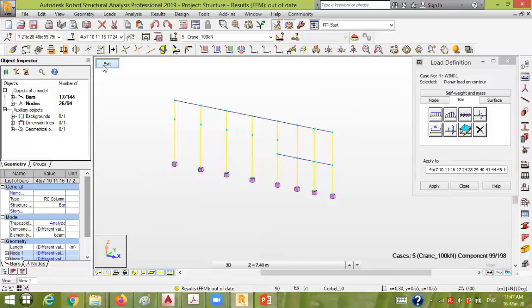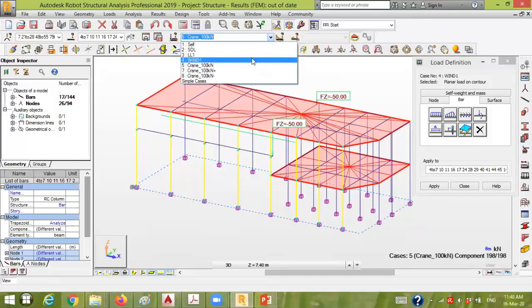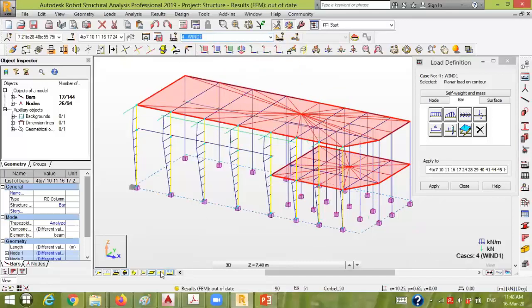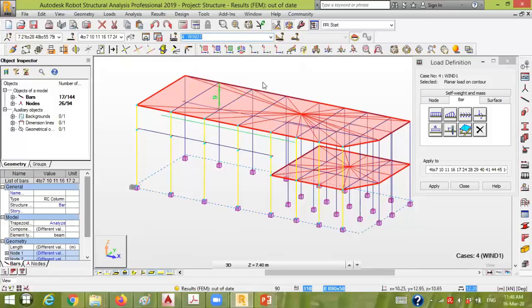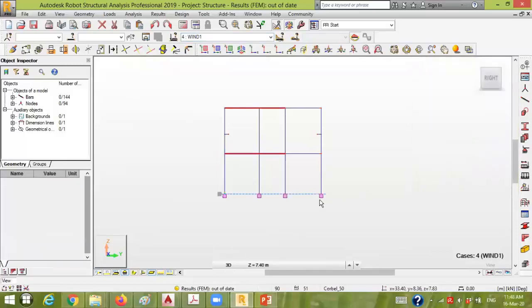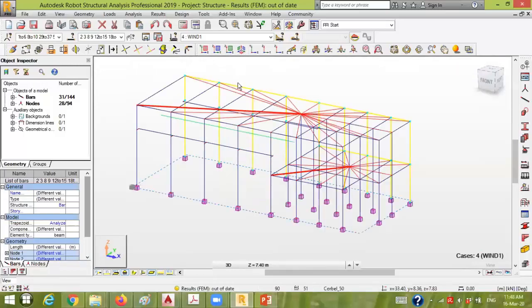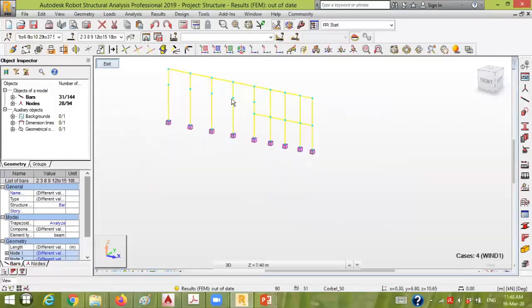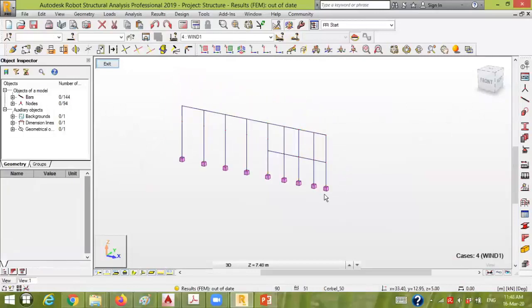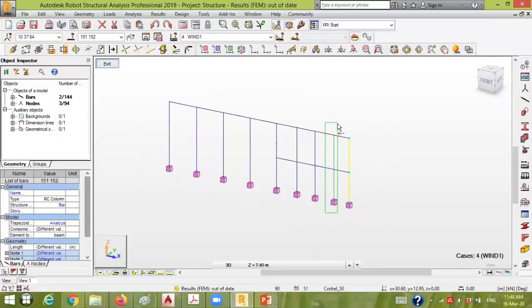I have to repeat the same for the leeward facade. So now we select the opposite facade, the leeward facade. Usually the leeward facade load is considered as a rectangular load, not a triangular load.